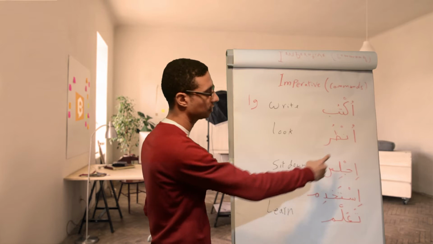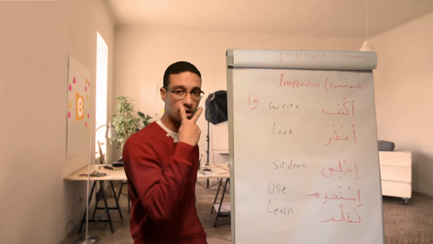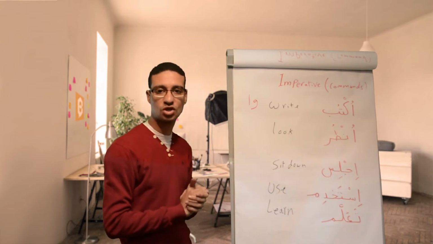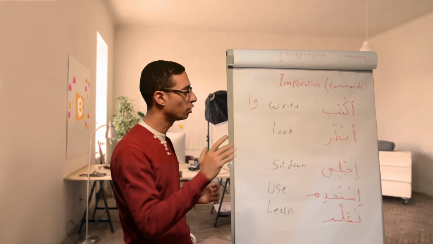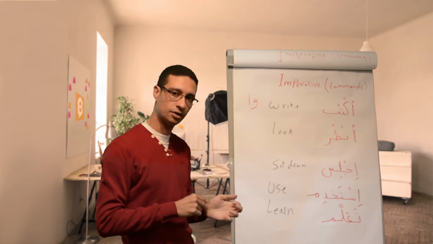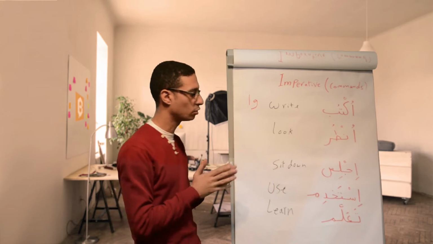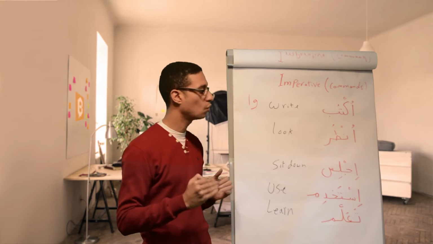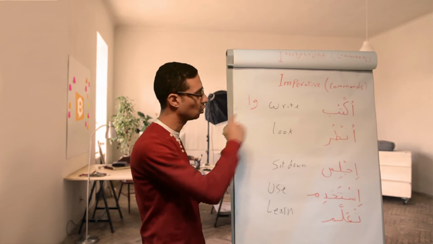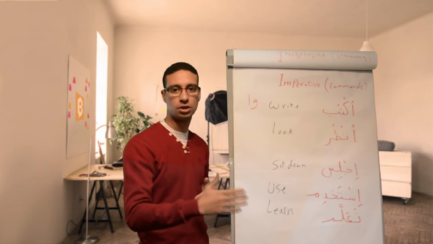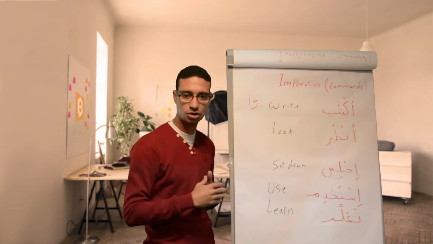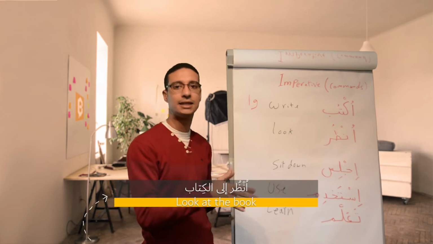And another example is نظر. نظر, so the verb to look. So انظر, look. انظري, look, if you talk to a woman. أو انظروا with this waw. So انظروا, look. مثلا انظر إلى الكتاب.